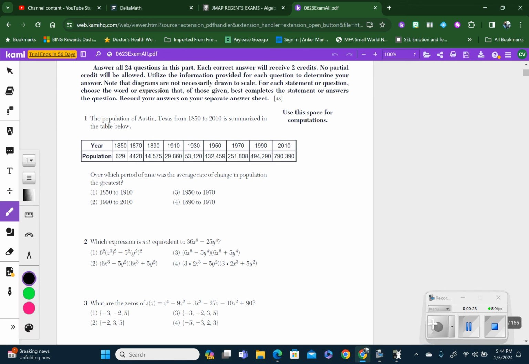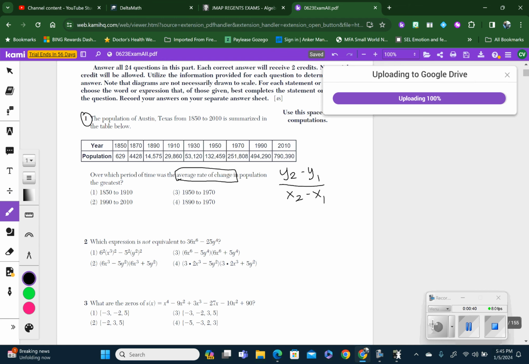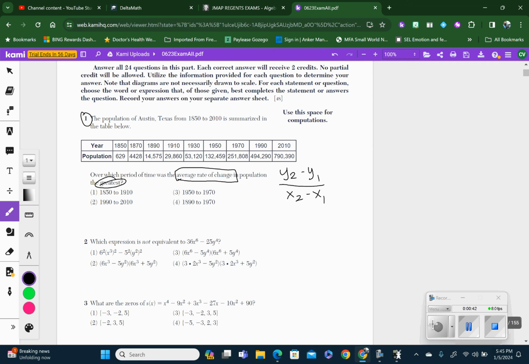If you take a look at number 1, the question says average rate of change. As soon as you see those words, you should remember y2 minus y1 over x2 minus x1. That's our formula. So they want to know, where is this the greatest? Let's go ahead and underline that. So what we have to do is use this average rate of change formula 4 times.